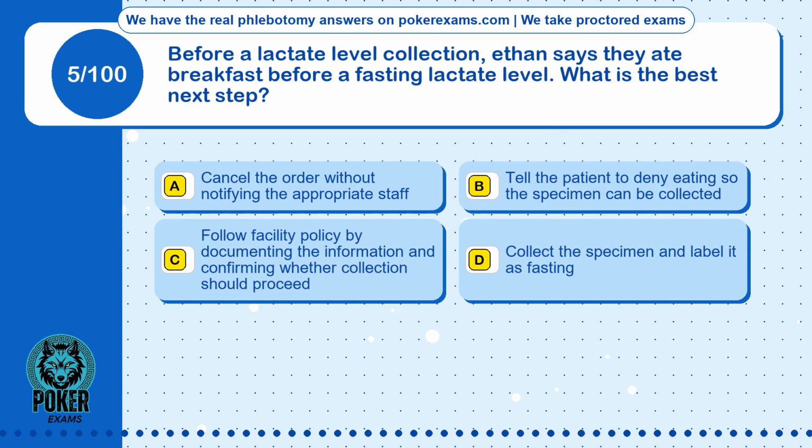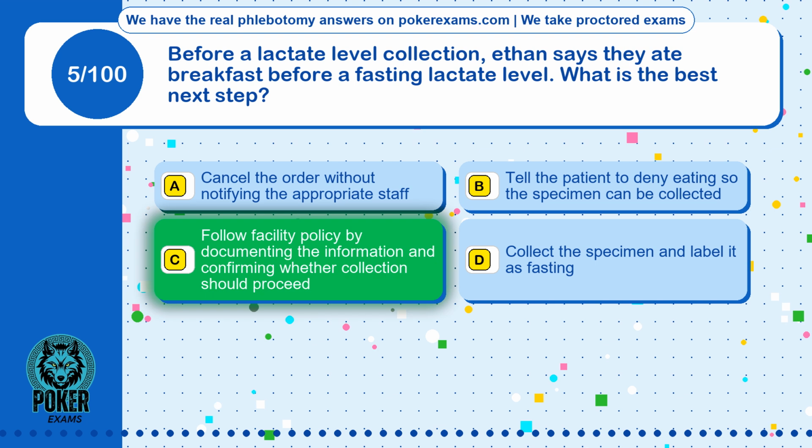Question 5. Before a lactate level collection, Ethan says they ate breakfast before a fasting lactate level. What is the best next step? Option A. Cancel the order without notifying the appropriate staff. Option B. Tell the patient to deny eating so the specimen can be collected. Option C. Follow facility policy by documenting the information and confirming whether collection should proceed. Option D. Collect the specimen and label it as fasting.